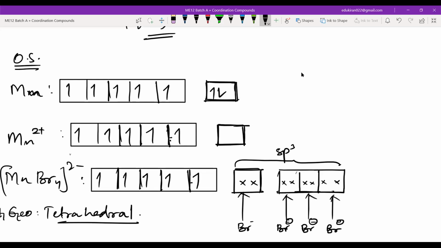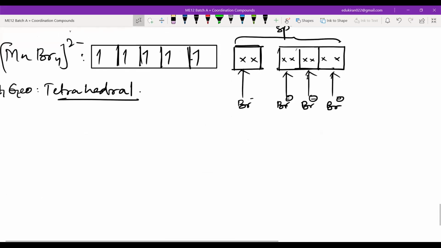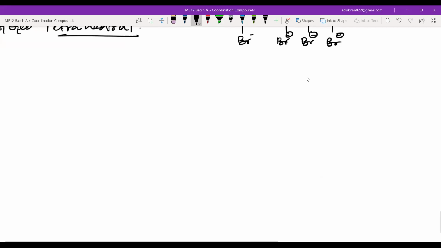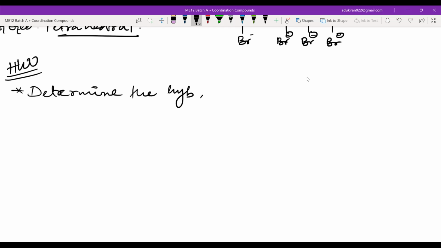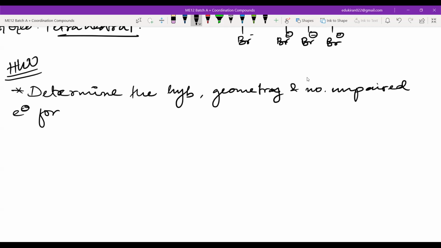Done, guys? Yes, sir. Write homework. Determine the hybridization, geometry, and number of unpaired electrons for the following.